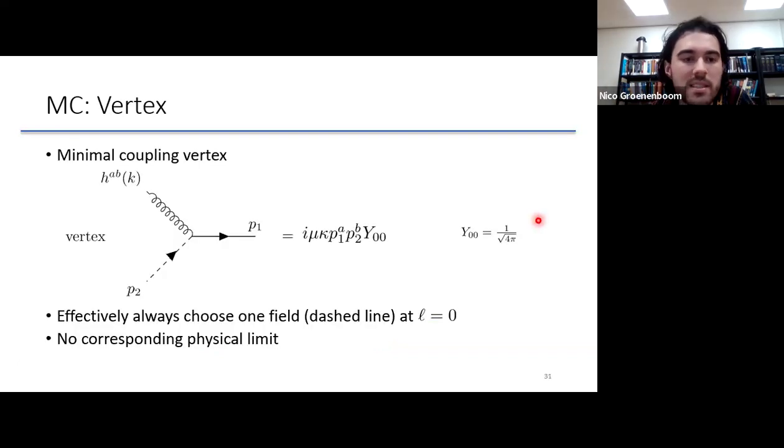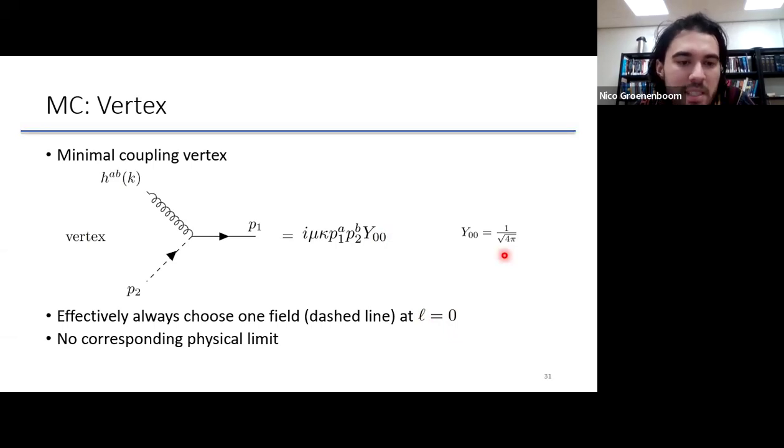Then in order to calculate this interaction, we define the minimal coupling vertex. So it's still two scalars in the H, but effectively we will always choose one of the scalar fields, the dashed line, to be at L equals 0. And it being at L equals 0 means that the spherical harmonic becomes constant, so that the integral just becomes over 2, and this diagonalizes, which is what we desired at the time.